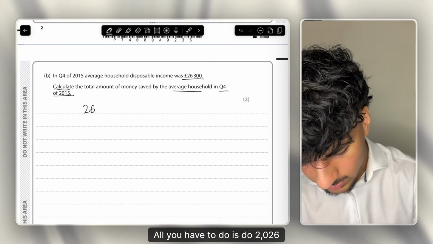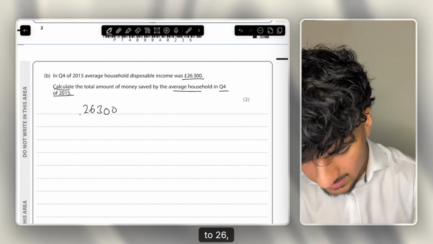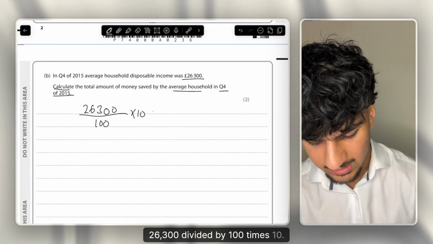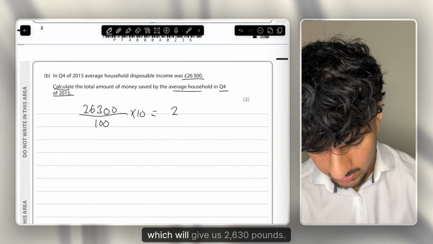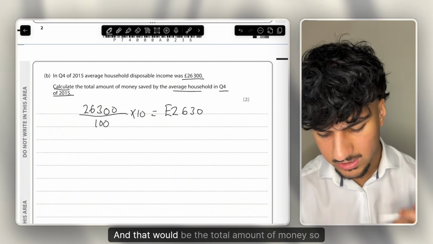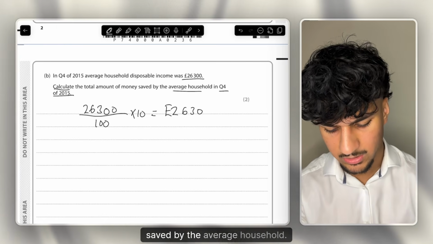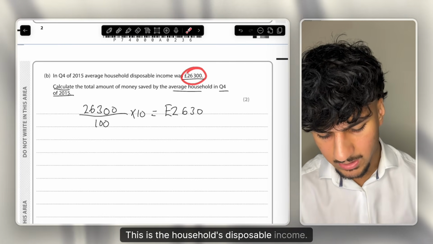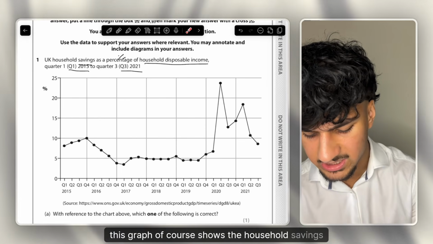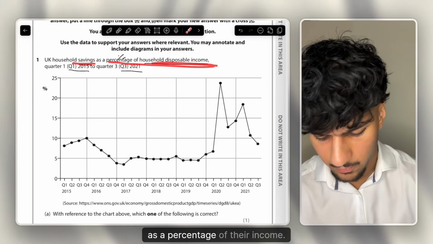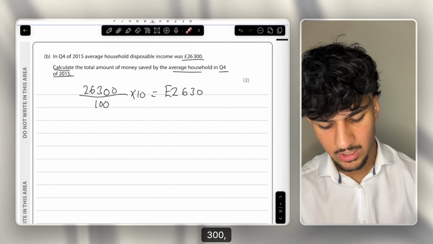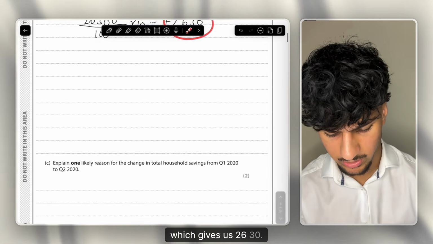All we have to do is 26,300 divided by 100 times 10, or you can literally divide it by 10, which will give us £2,630. Remember the units, and that would be the total amount of money saved by the average household. Why? This is the household's disposable income, and this graph of course shows the household savings as a percentage of their income. Therefore, it would just be 10% of that 26,300, which gives us 2,630.